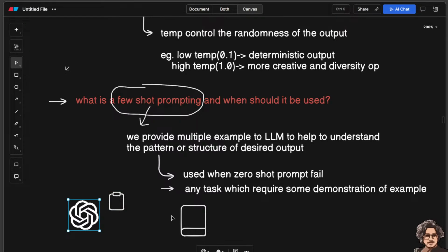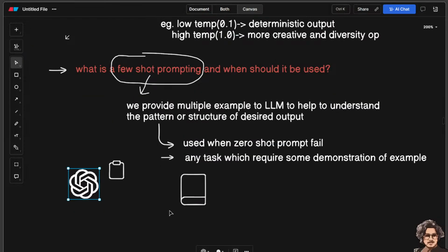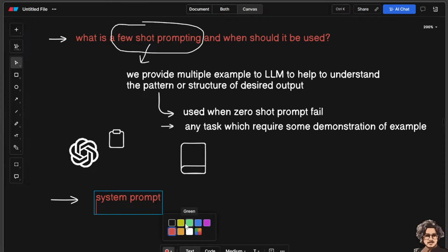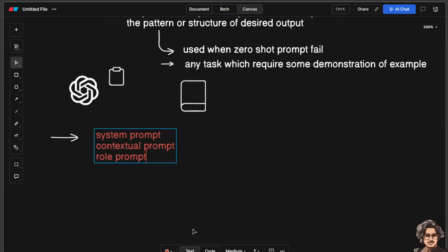The next question is that we have to explain the difference between system prompt, contextual prompt, and role prompt. So these three things: system prompting, contextual prompting, and role prompting. These three things we have to explain.